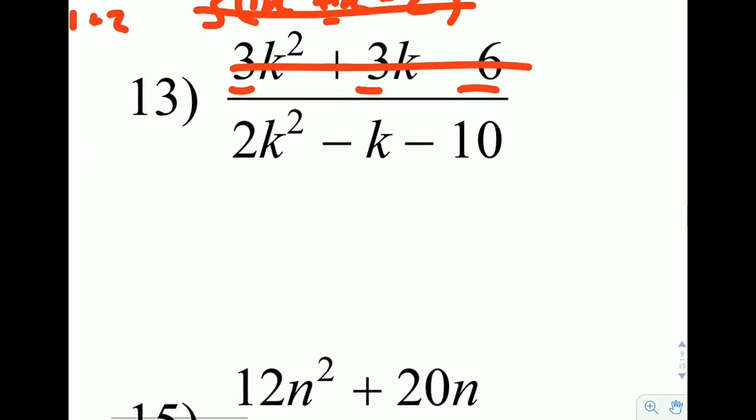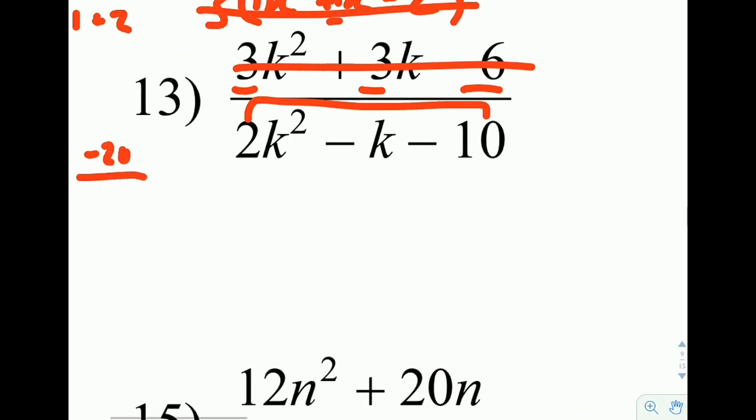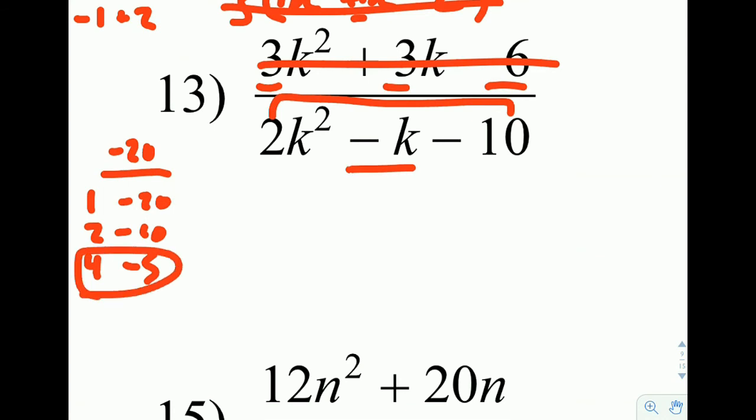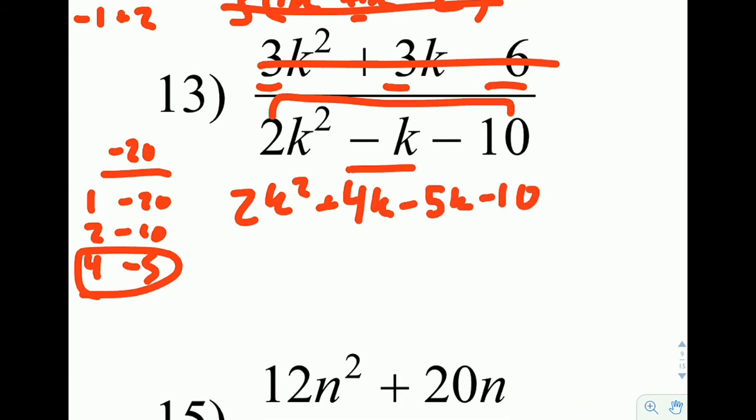Go down below, and there is no common factor all the way across, so I do need to multiply my a and c here. 2 times negative 10 is negative 20, and numbers that multiply to negative 20 would be 1 and negative 20, 2 and negative 10, 3 doesn't work, 4 and negative 5. And I want to add up to negative 1, so that's going to be my winner. I'm going to have 2k squared plus 4k minus 5k minus 10.